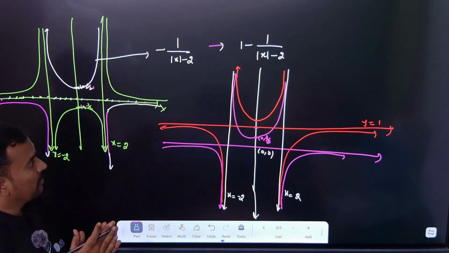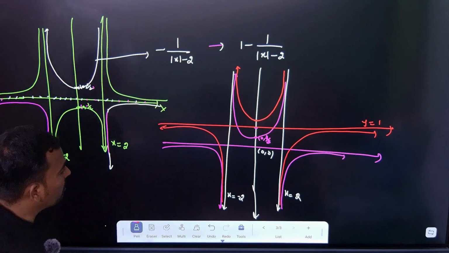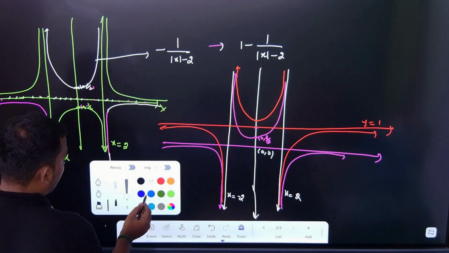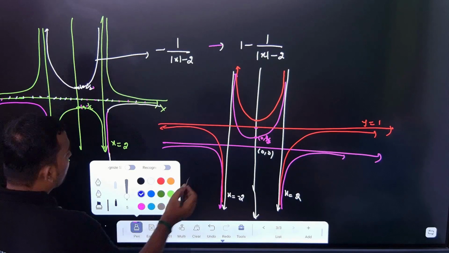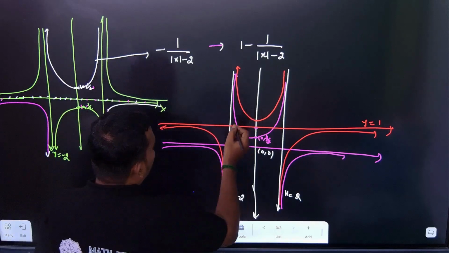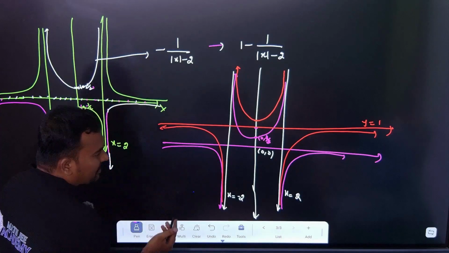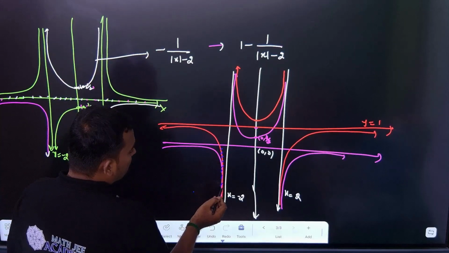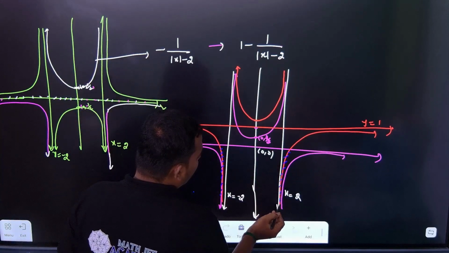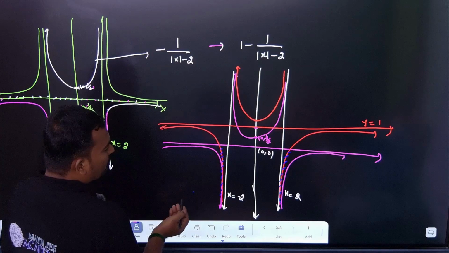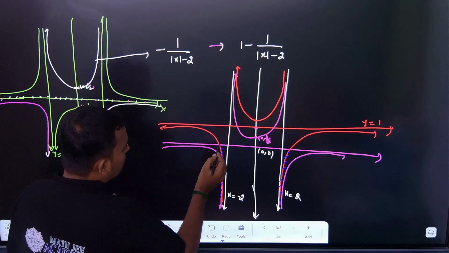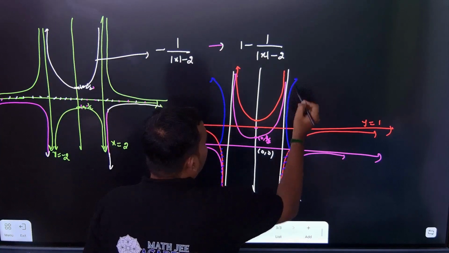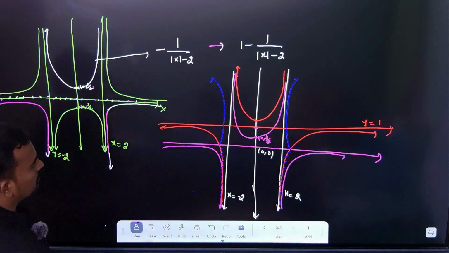It's the red color. Now you have to apply the modulus. Let me take another color. So whatever is below the x-axis, applying modulus means what? Whatever is below the x-axis, you have to remove it, and take the image of that with respect to the x-axis. The graph will be like this. Right? The graph will be like this.